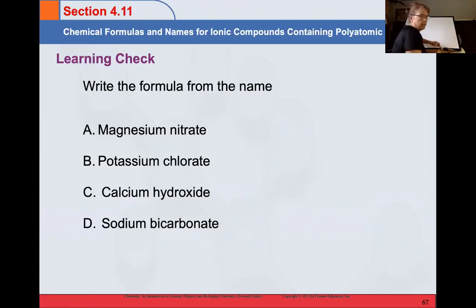So I'm going to go ahead and write these down so that I can do them on the whiteboard. Magnesium nitrate, potassium chlorate, calcium hydroxide, and sodium bicarbonate. So if you want to take a minute and go download the sheet with the polyatomic ions on it, and take a minute to see if you can solve these, and then I'll work them out on the dry erase board.